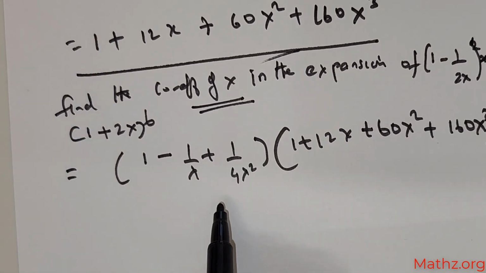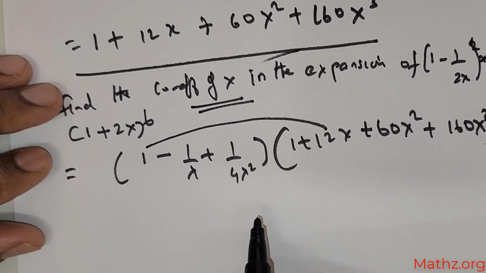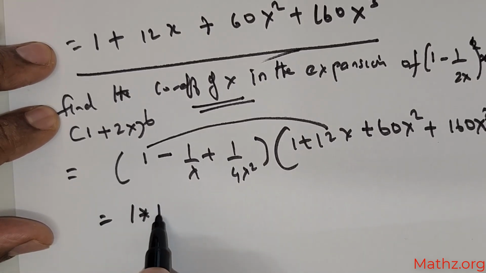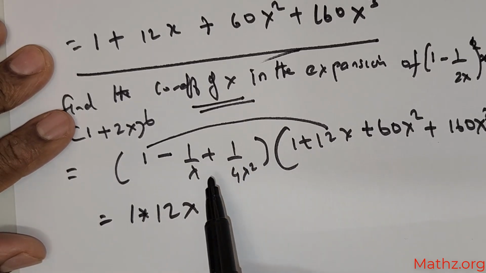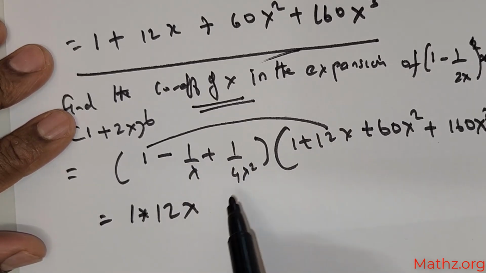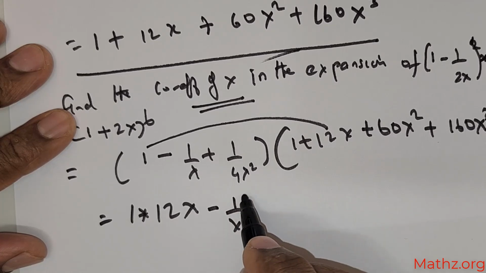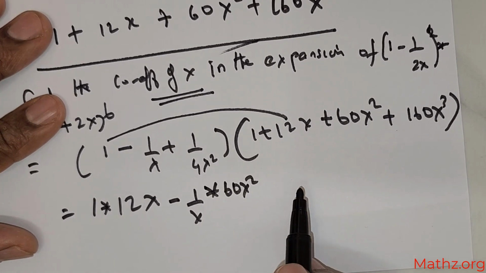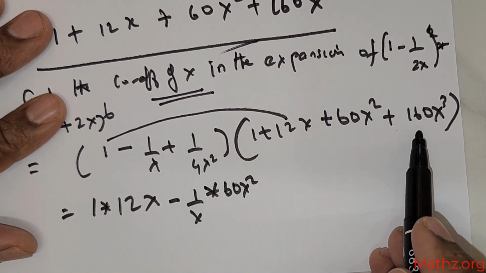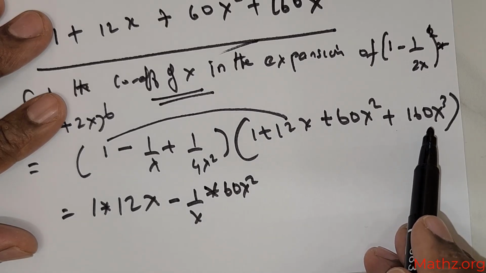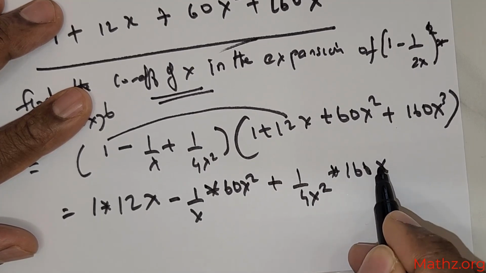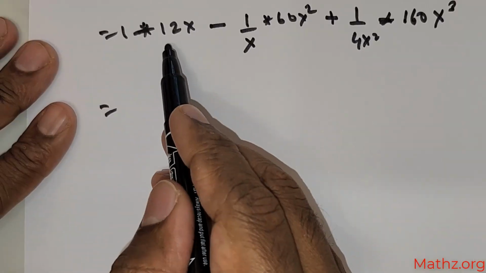For that, 1 multiplied by 12x gives one quantity of x being involved there. Next, −1/x multiplied with 60x², that's also going to give you the coefficient of x. Next, 1/(4x²) multiplied with 160x³, that also gives x.